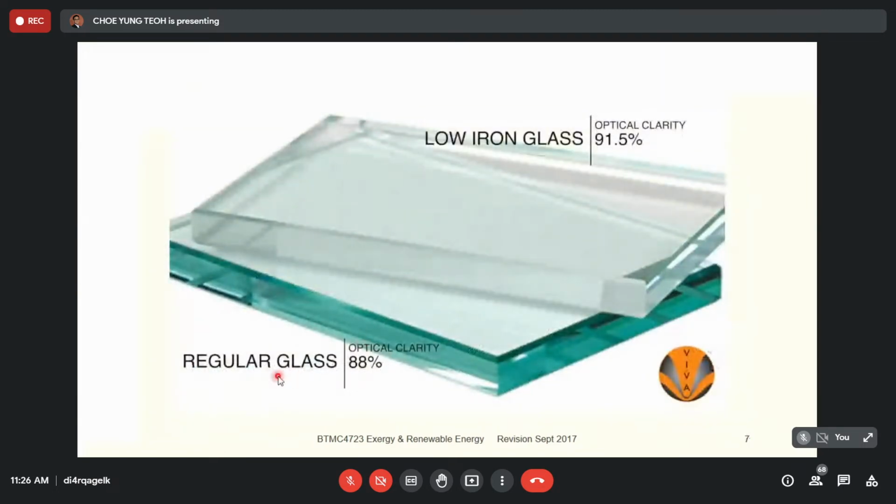This is a regular glass. Optical clarity is about 88%. And on the top here is a low iron glass, whose optical clarity is about 91.5%. So in other words, the remaining 8.5% will be reflected.